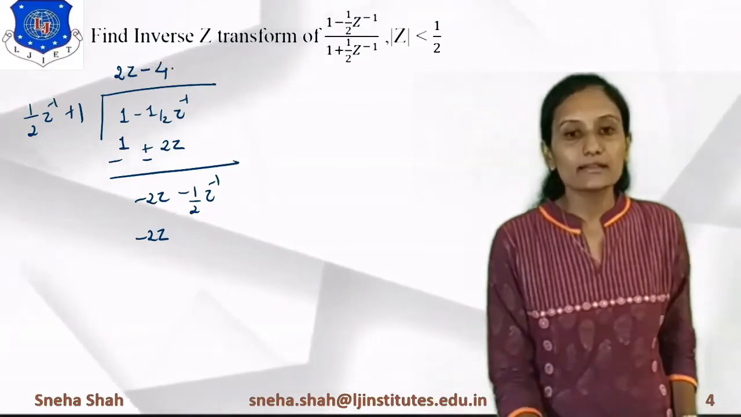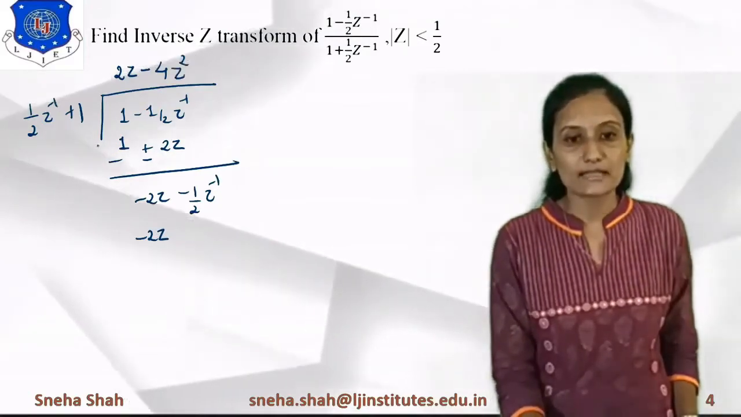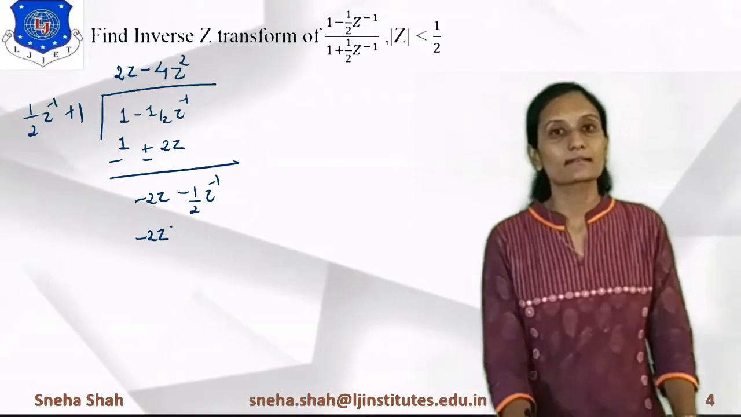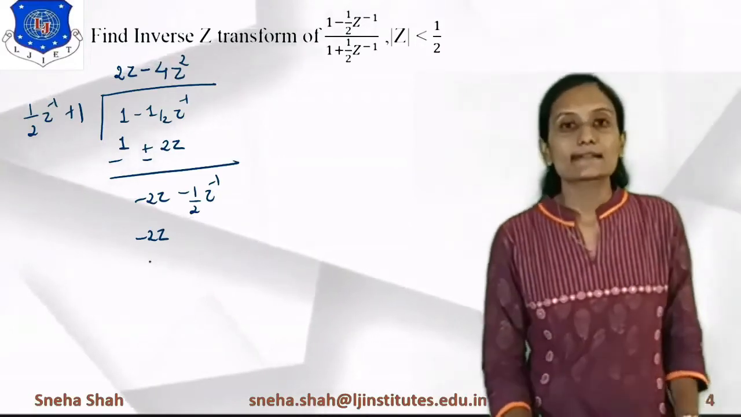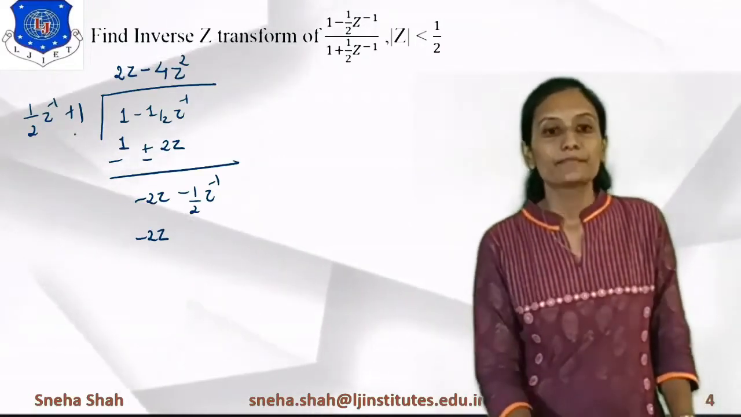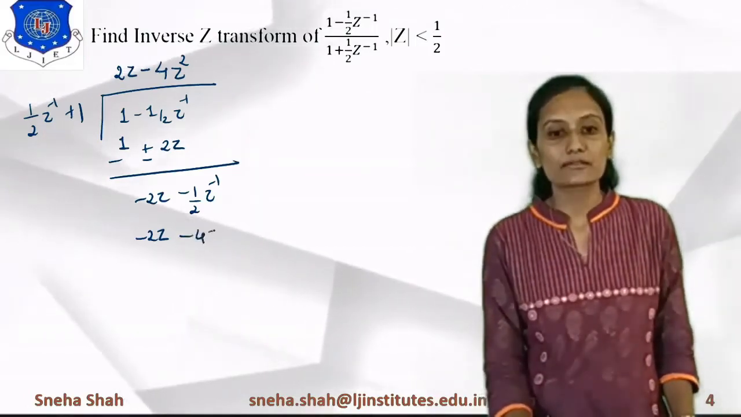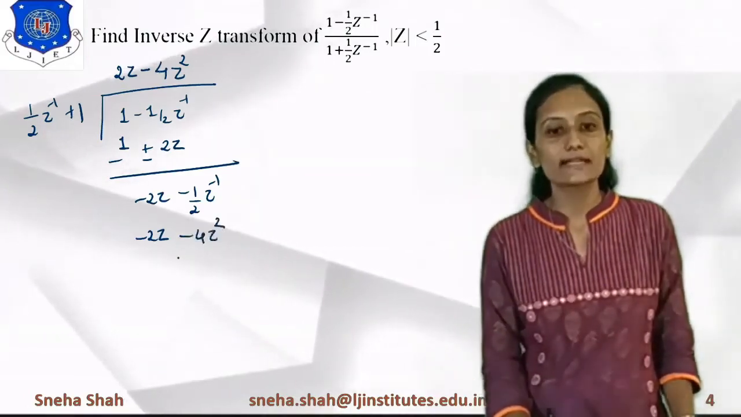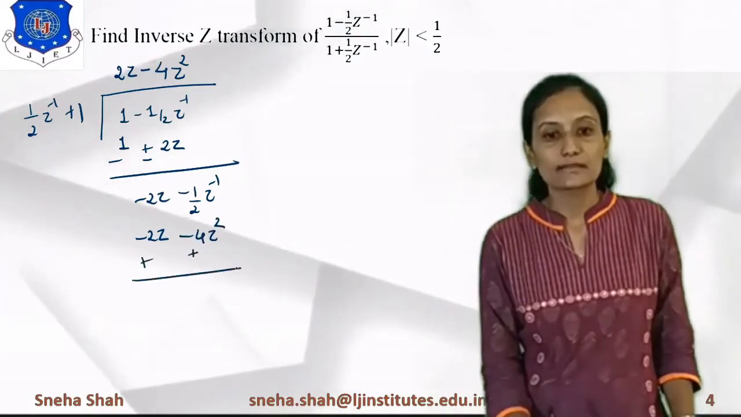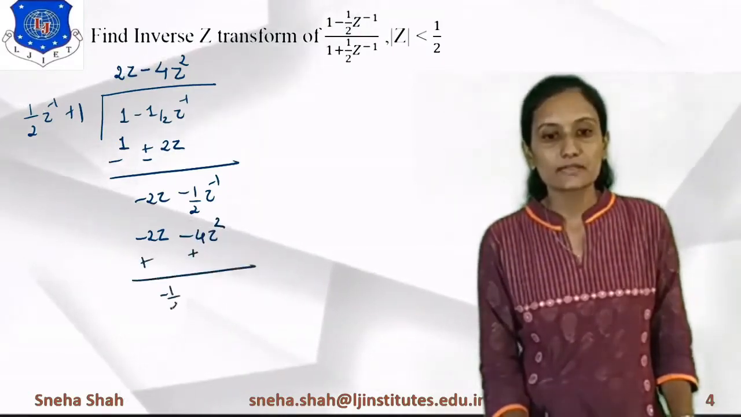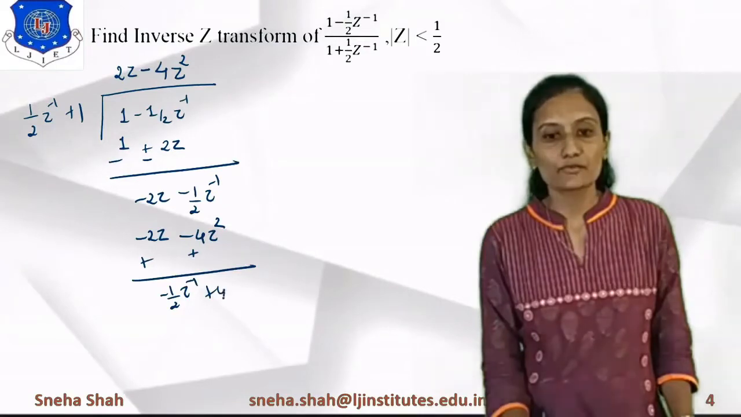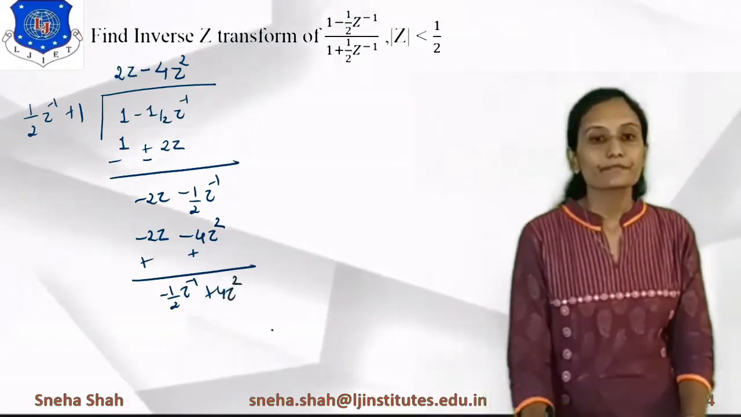Which term will be there? z square minus 1 will give you z, right? So it will give you the answer like this, minus 2z, and plus 1 is multiplied with minus, square means I will write down minus 4z square. This one is plus plus. So I am writing like this, minus 1 by 2 z inverse plus 4z square.